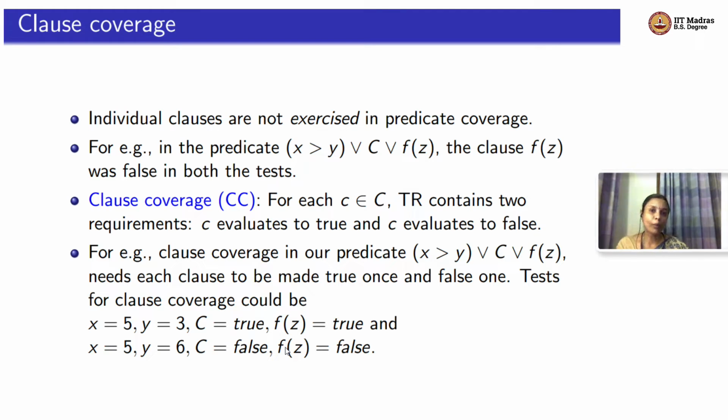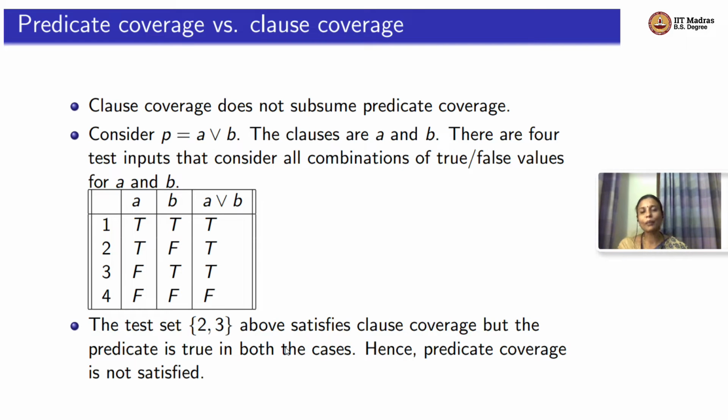But now the reverse problem will happen. Just as we said, predicate coverage didn't exercise every clause, the reverse could also happen. Clause coverage need not make the predicate true once and false once. That is, it need not subsume predicate coverage. Here is an example. Suppose you consider the predicate without any specific instance. Let's say the predicate takes the form A or B. That is, it has two clauses, clause A and clause B. And I'm writing out the truth table for this predicate here.